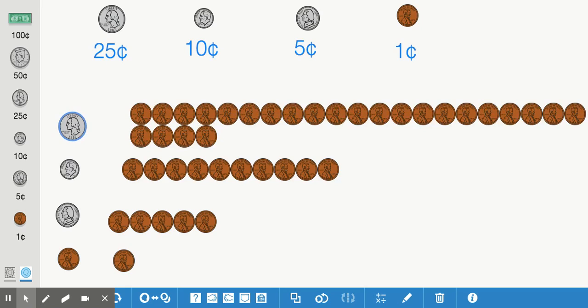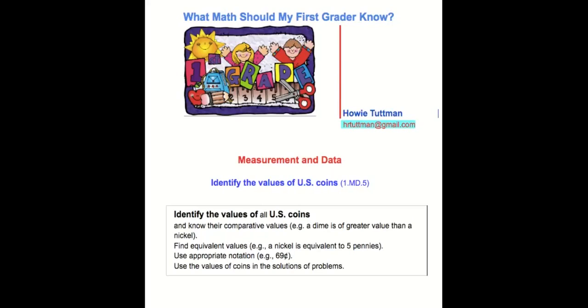So these are just some of the basics of what first graders may be required to know about US coins. Some teachers may go a bit further and extend their teachings of this topic. If you're interested, here is a sample standard that this video, identifying the values of US coins, is based upon.